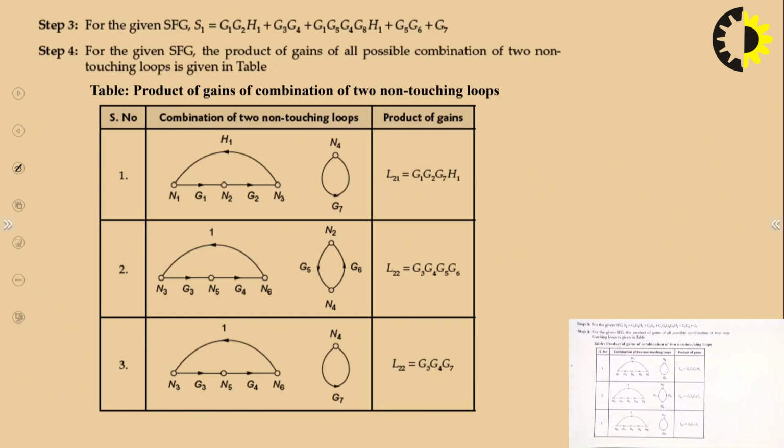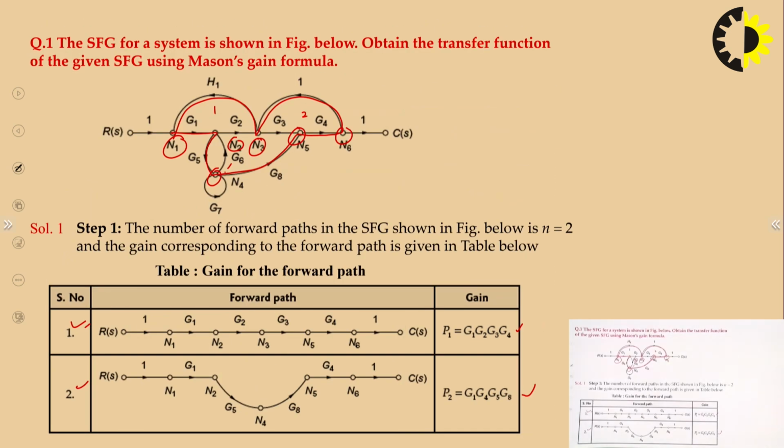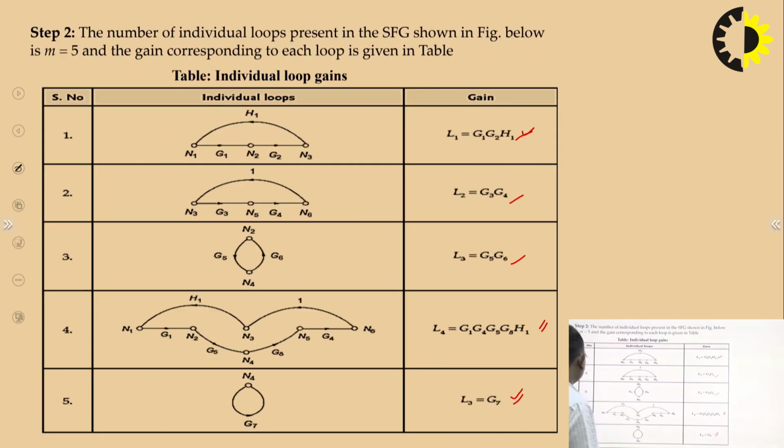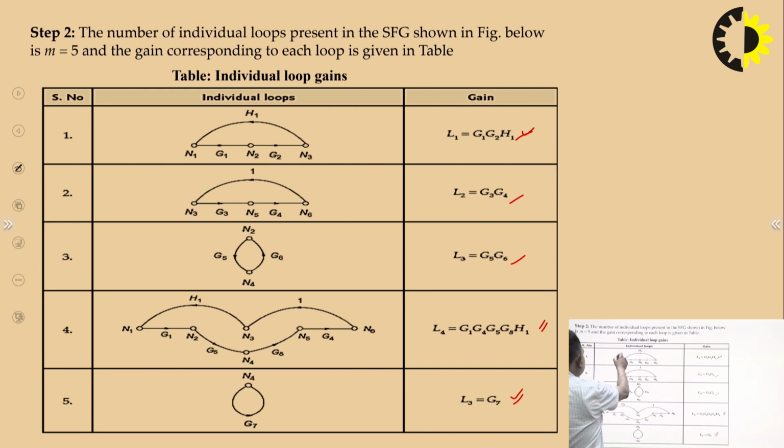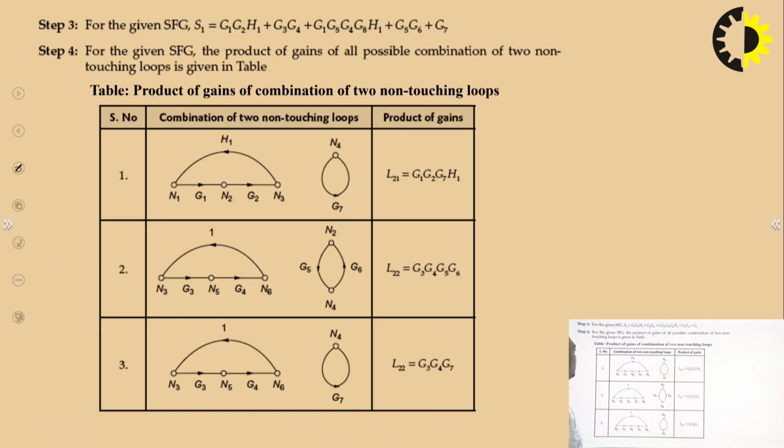Now we will see the product of gains of combinations of 2 non-touching loops. If you see here, we have 1, 2, 3, 4, and 5 individual loops. Again you can identify them from the gains. The first one is G1, G2, H1 with G7, meaning this one and this one. You can see these are 2 non-touching loops. So L1, L3 or L2, you can say, will become G1, G2, G7, H1.